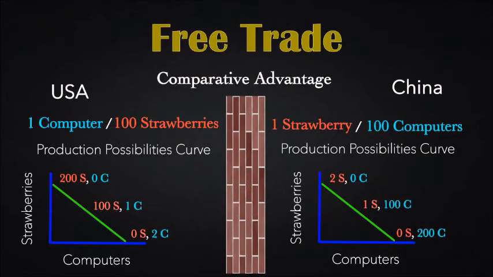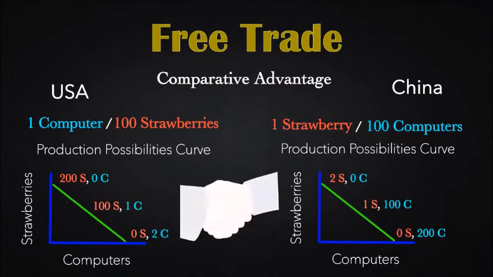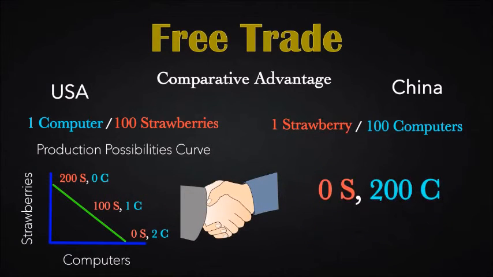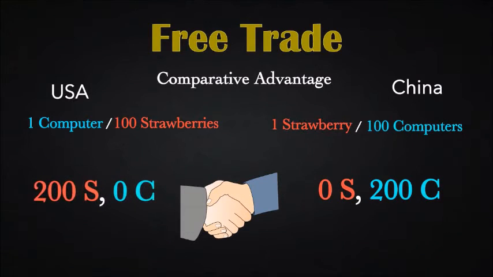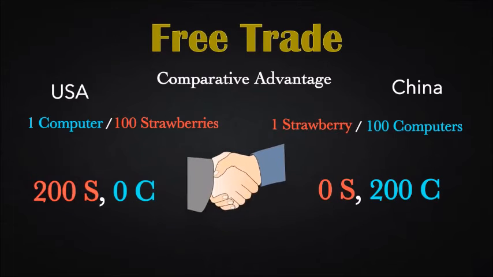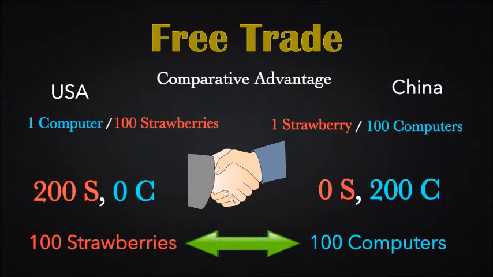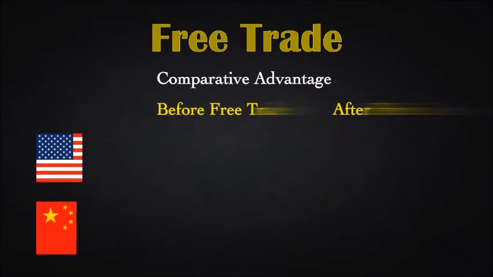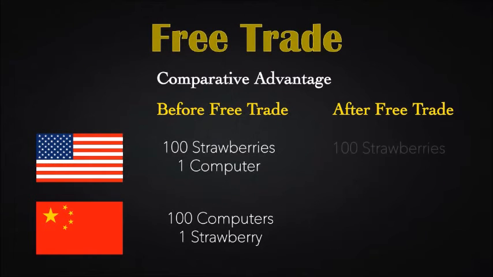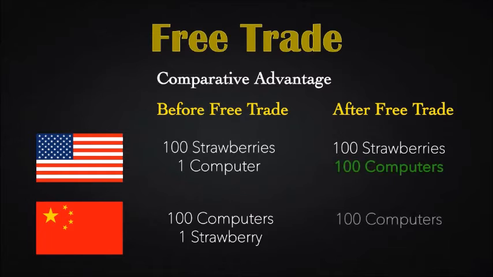Now let's say that both countries decide to open up to each other and allow free trade. China focuses on what it's best at, making computers, and the US focuses on its own specialty, growing strawberries. The US makes 200 strawberries, and China makes 200 computers. China and the US can exchange 100 computers and 100 strawberries. So now both countries have 100 computers and 100 strawberries, as opposed to what they previously had. Both countries benefit from free trade.